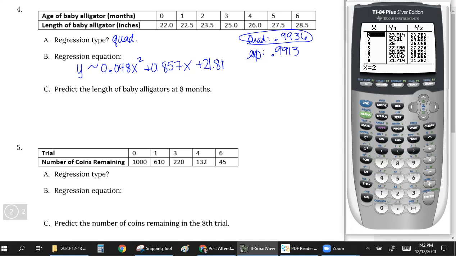If I look for where x equals 8, right next to that I have my y1, which equals 31.714. So that's how many inches long we're predicting the length of a baby alligator is at 8 months.